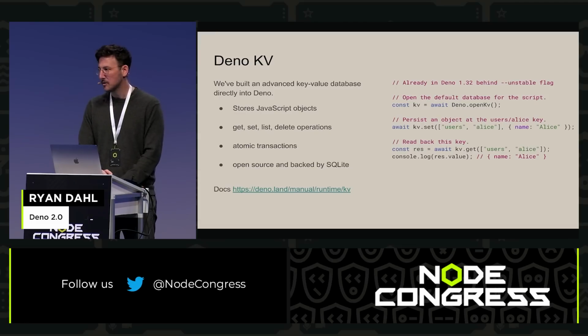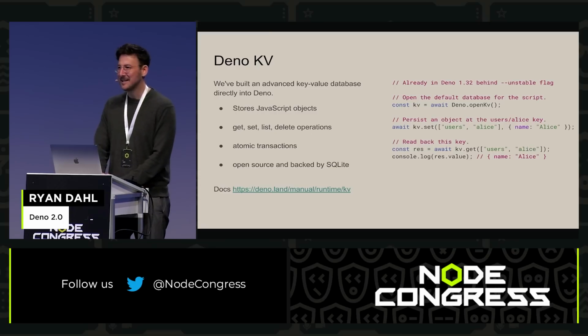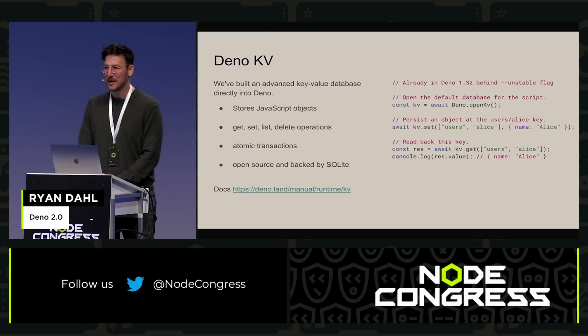It has normal key value operations like get, set, list, delete. It has atomic transactions, and I'll talk a little bit more about that. Well, I'll just say it's relatively advanced in that regard. And it's really built into the CLI and backed by SQLite. So this is already in Deno. It's behind an unstable flag because it's still being developed.